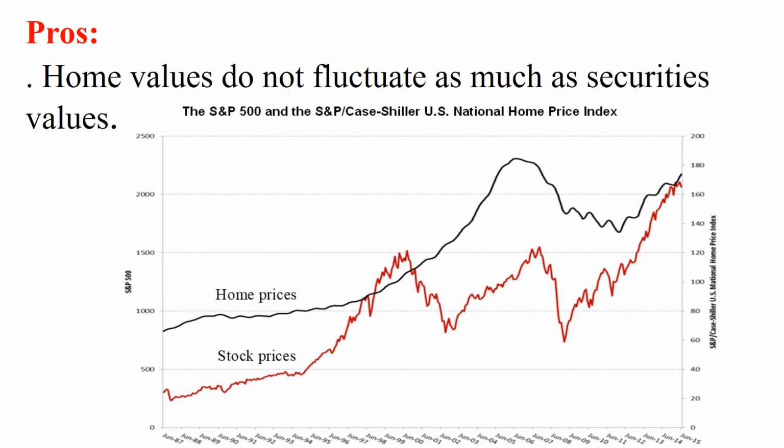Another advantage is that home values simply do not fluctuate as much as securities do. Here in this graph, since 1987, you see the stock prices shown in the red line, and the home prices shown in the black line. You see that there's a general upward trend for both of them, and they more or less mimic each other, but the level of fluctuation is observably higher in the stock market, which is the main advantage of home investing.